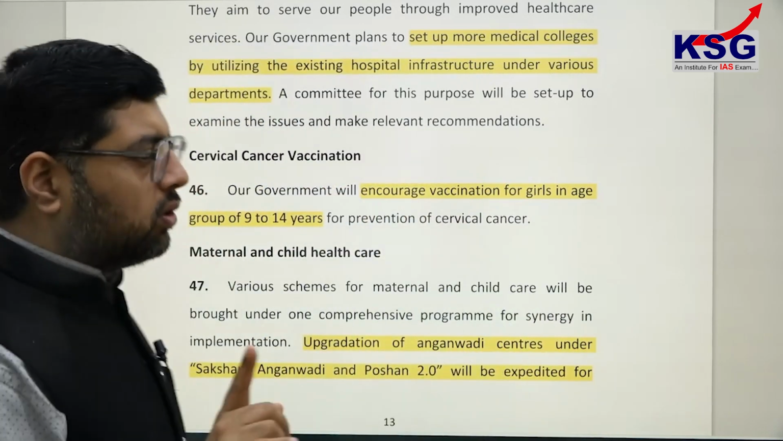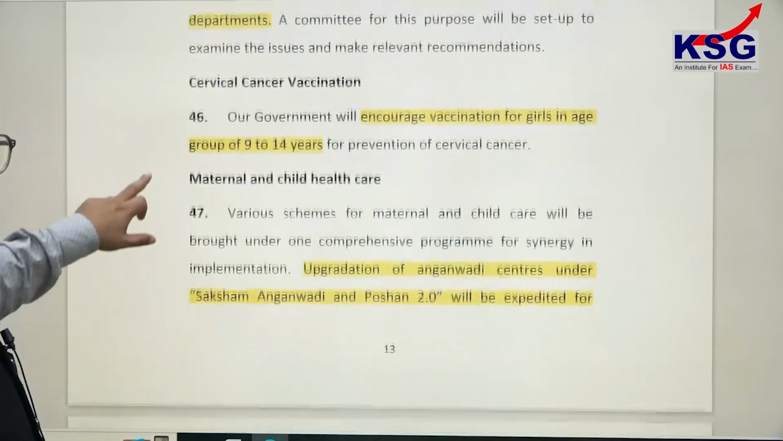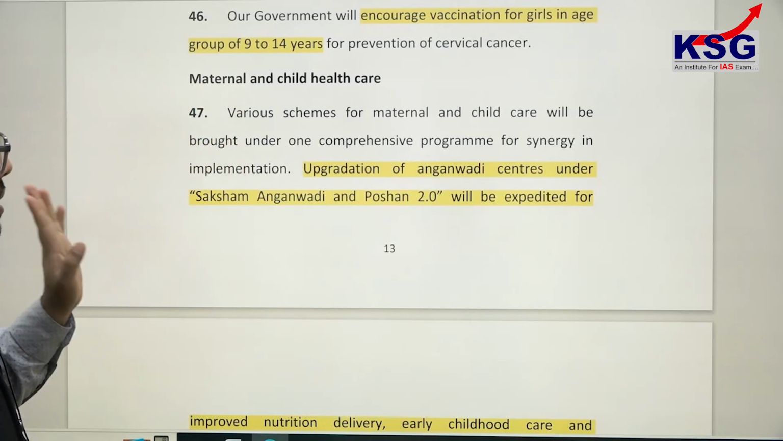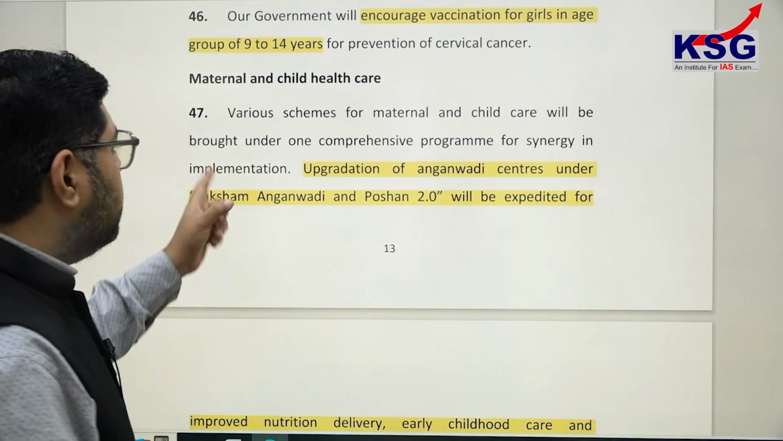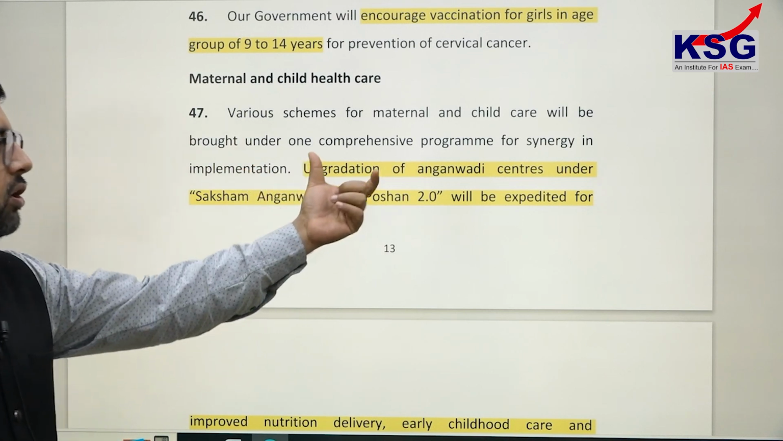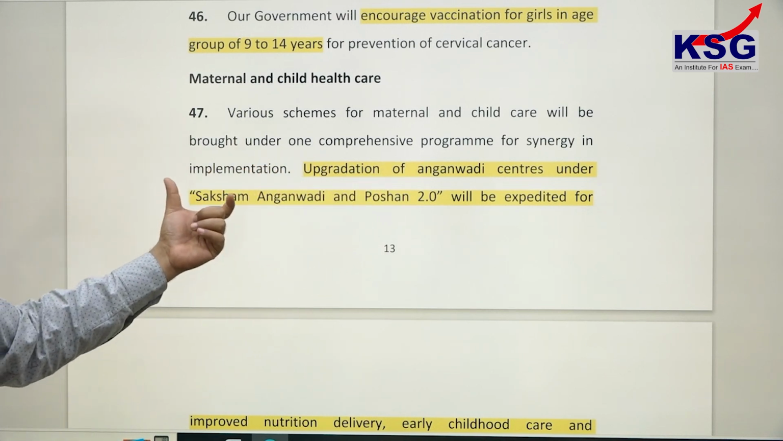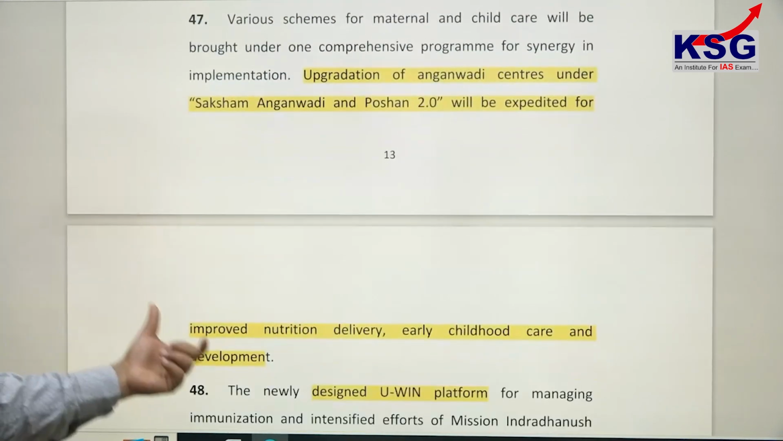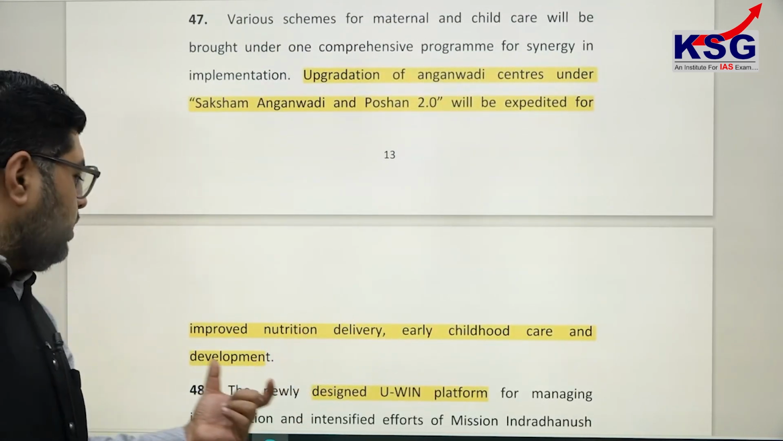Clear? So this is what you have to remember. Now next is maternal and child health care. Under this, upgradation of Anganwadi centers under Saksham Anganwadi and Poshan 2.0 will be expedited, for improved nutrition delivery, early childhood care and development.